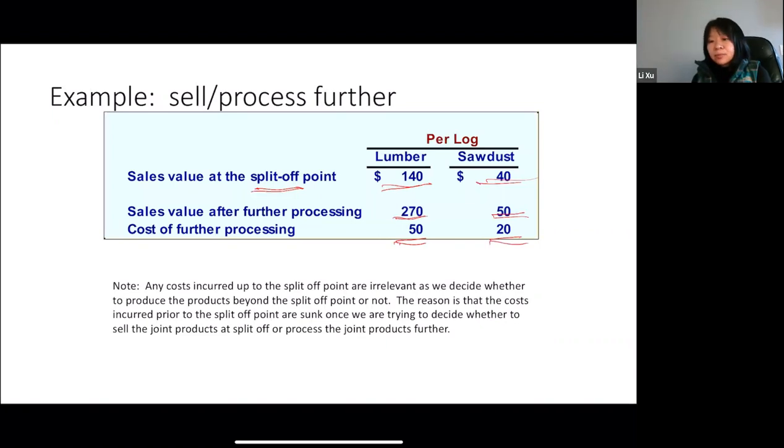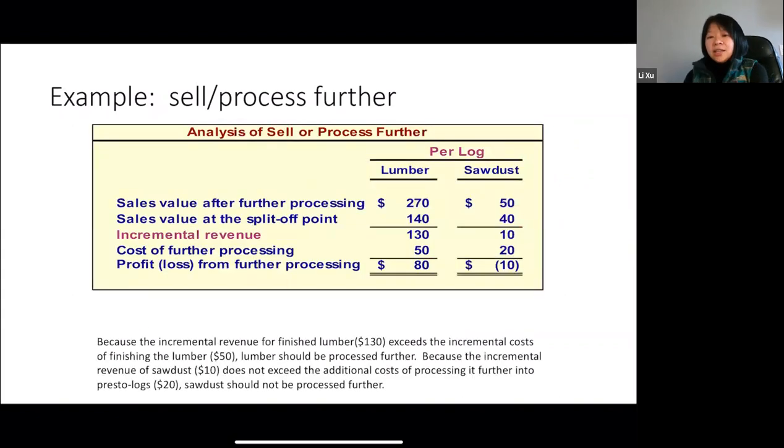Okay. So now the decision is, are we going to stop and sell here, or are we going to process more and sell here? Okay. Are we going to solve a question like this? Like what I just talked about, look at the incremental revenue and compare it to incremental cost. Let's take a look at it here.